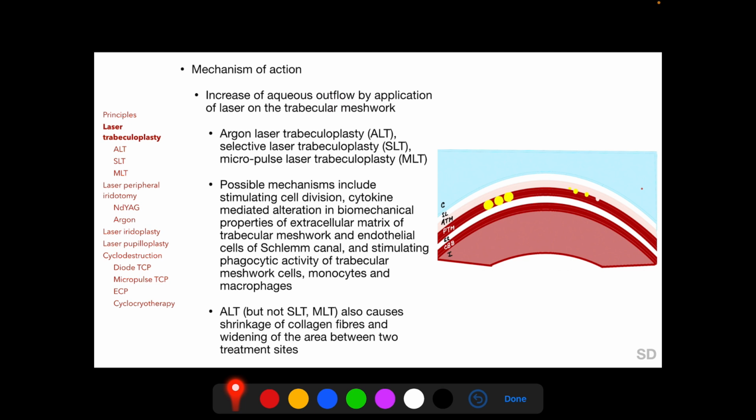Laser trabeculoplasty lowers intraocular pressure by increasing aqueous outflow through the trabecular meshwork following application of laser on the trabecular meshwork. And three methods of laser trabeculoplasty have been described: Argon laser trabeculoplasty or ALT, selective laser trabeculoplasty or SLT, and micropulse laser trabeculoplasty or MLT.